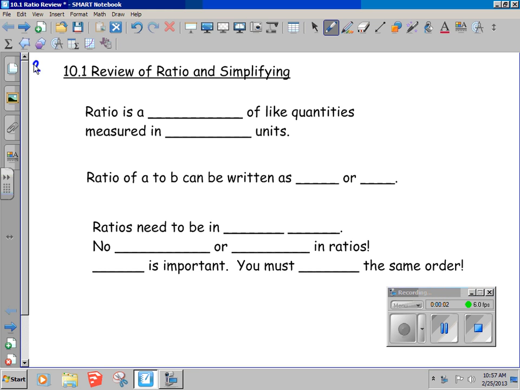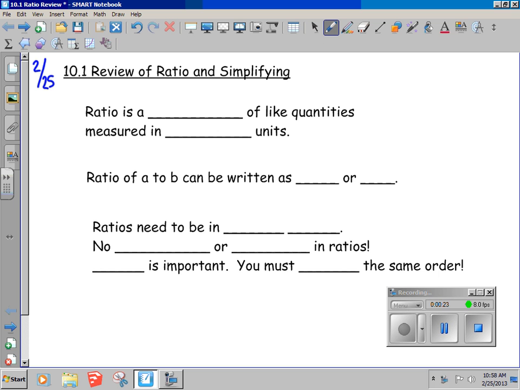Today we are starting chapter 10, which is about ratios, rates, and probably tie some percent work into it also. It's February 25th, and the first lesson that we're going to look at is just a review of some important points about ratios and how to simplify them.